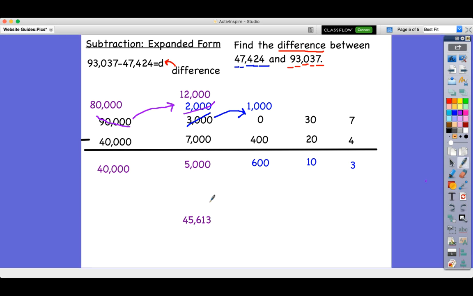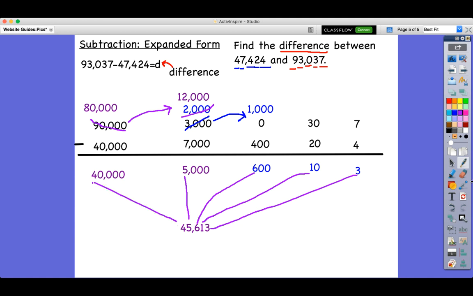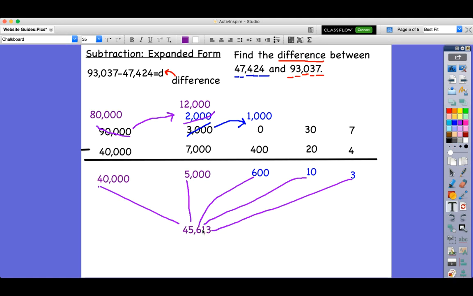If I'm not sure if I did it right, or if there are zeros, a lot of times I like to check and I'll just draw little lines. Okay, 3 goes to the ones place. Well, that looks good. There should be a 1 in the tens place for 10. Yep. 6 in the hundreds place. 5 in the thousands place. And a 4 in the 10,000s place. So my difference, or my D, is equal to 45,613. Your next step might be to check this method using addition. You can use any addition form you like and make sure you double check your work.